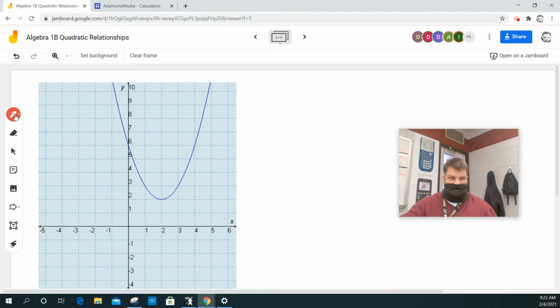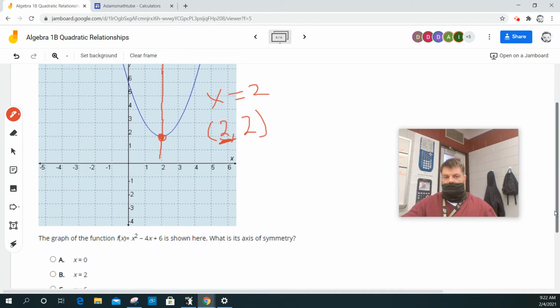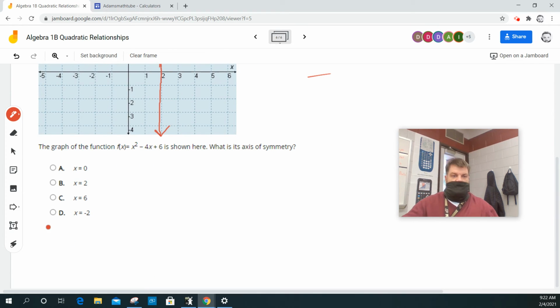Now, if I were to guess, I would say right here is the vertex. So that looks like it occurs at 2, 2. So the axis of symmetry would be x equals 2, right? And so that would just be a vertical line at x equals 2. And that is one of the options.